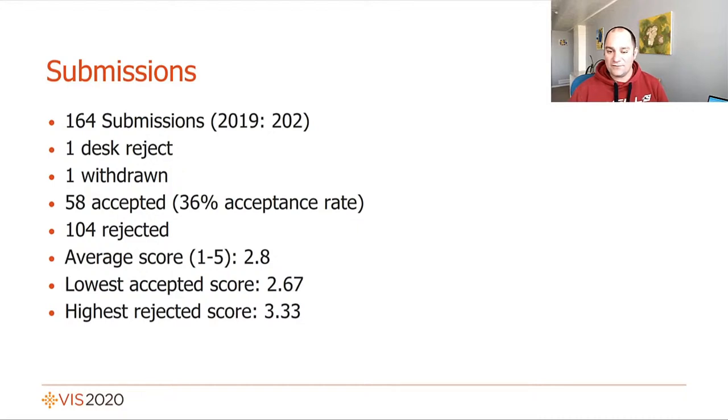So here are some numbers. We had 164 submissions this year, which is slightly down from last year. One paper was desk rejected, one paper was withdrawn by the authors, and 58 were accepted, which results in a 36% acceptance rate, which is slightly up from last year. 104 papers were rejected. The average review score for all papers was 2.8, and the lowest average score for an accepted paper was 2.67, and the highest average score for a rejected paper was 3.33.